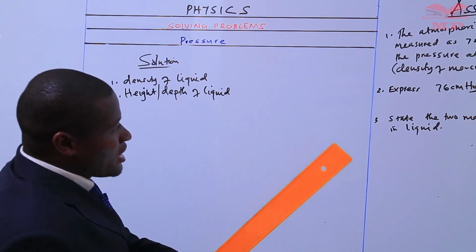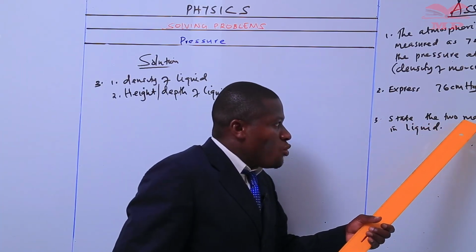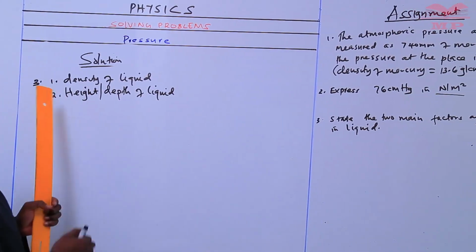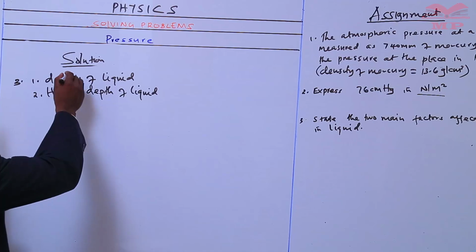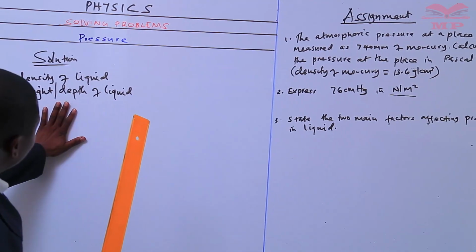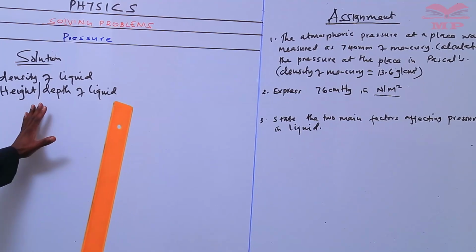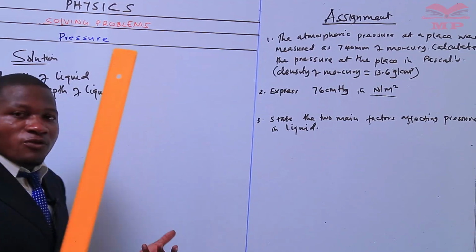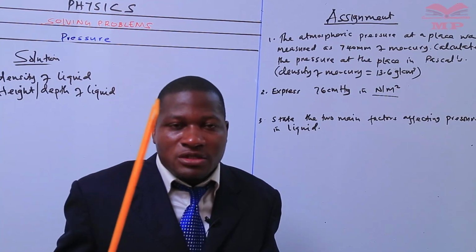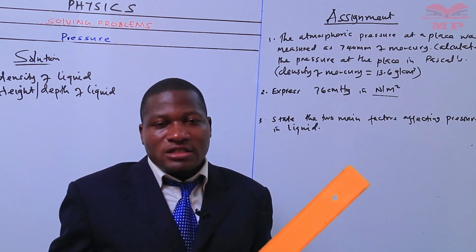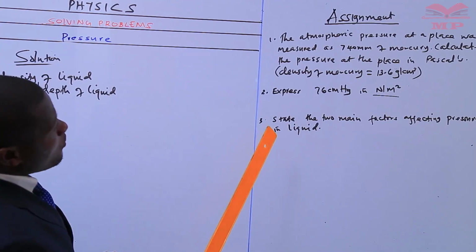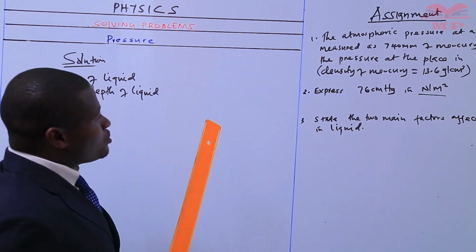So these are the two main factors affecting pressure in liquid. It is density, one, then we have height of that liquid. From the formula, we have said pressure is given by density times G, force of gravity, then times height of that given liquid. Now, this marks the end of the assignments that you are supposed to do.